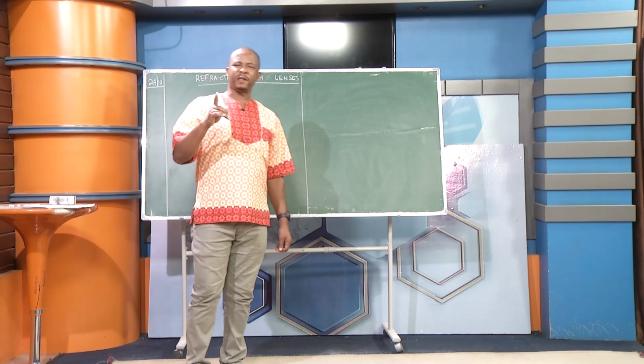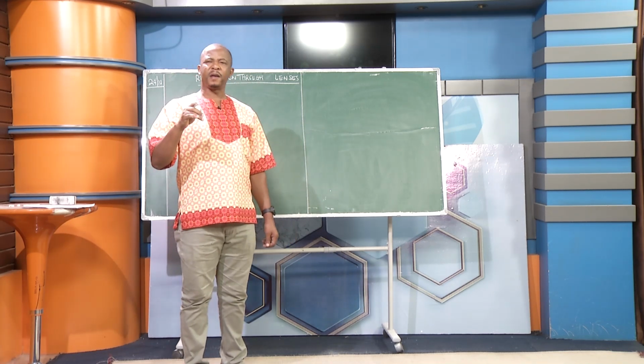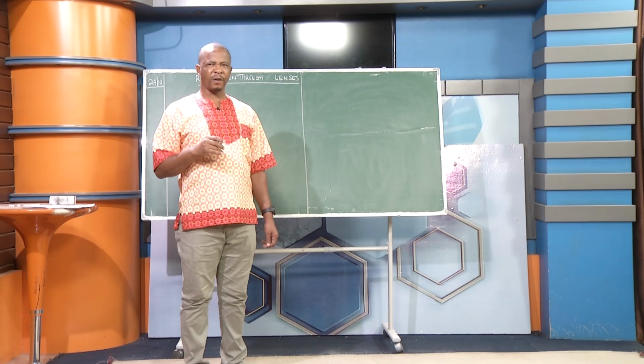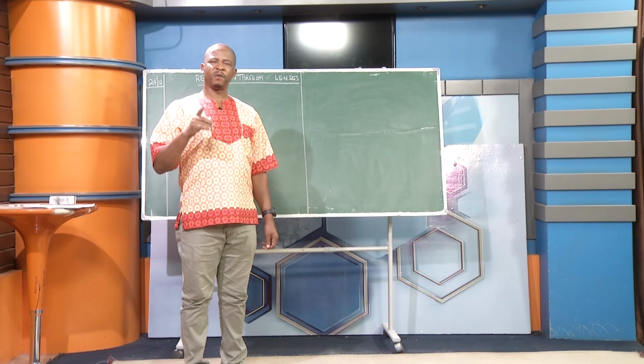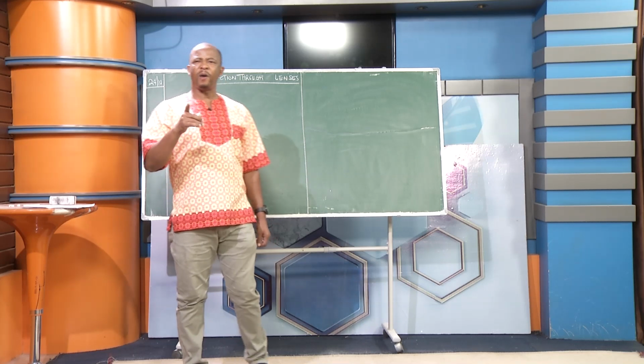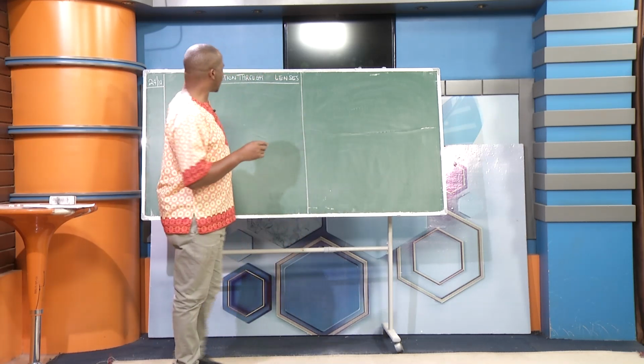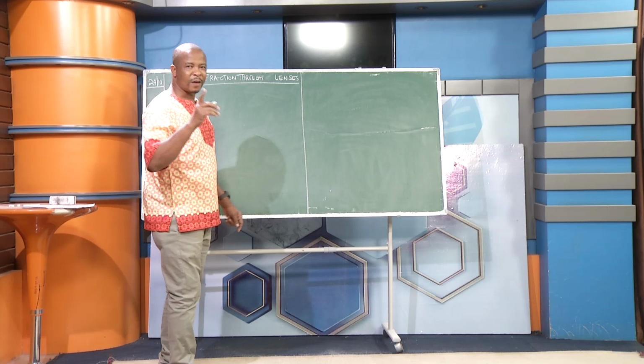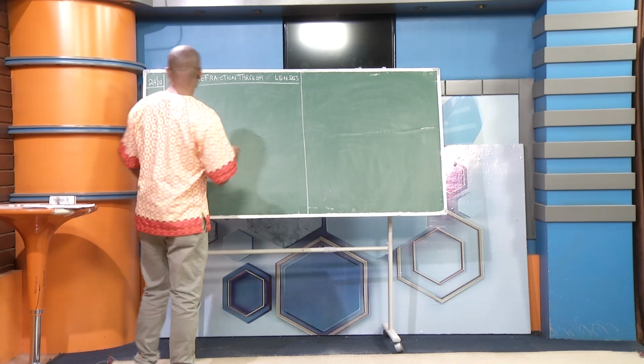I will go straight to remind you that the last time we looked at deviation through a small angle prism, and we were able to derive an expression for deviation through a small angle prism of refractive index and, of course, refracting angle. We are now going to proceed and look at refraction through lenses. One would ask, what is a lens?